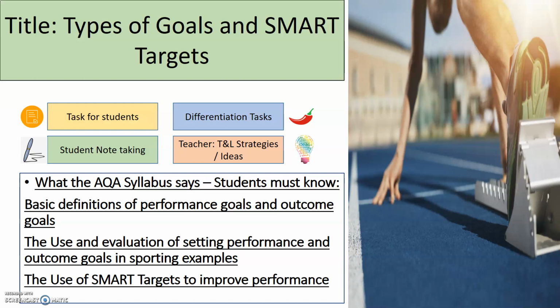So what does the syllabus basically ask about this specific topic? Well, ultimately you need to be able to have a clear definition of performance goals and outcome goals. You need to be able to apply both of those types of goals to sporting settings and be able to evaluate the suitability of them based on the levels of ability of the performer. And ultimately you need to be able to apply the SMART principle in terms of target setting. So what does SMART actually stand for, and how is it used to improve sports?